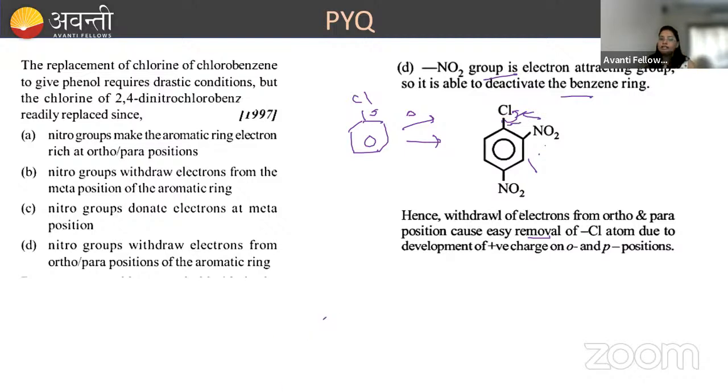this molecule is easy. Okay, when we remove chlorine from this molecule, that process will be easy as compared to this, because here only the chlorine atom is there to share all the electrons present on the benzene ring. Right? So here, what is the answer? D: nitro group withdraws electrons from the ortho and para positions, and that's why it is easy for the chlorine present on the benzene to undergo substitution or replacement.